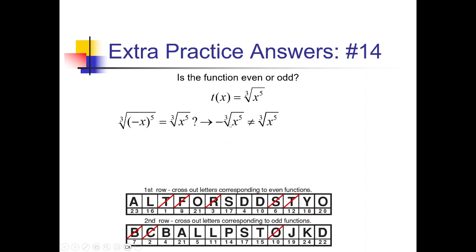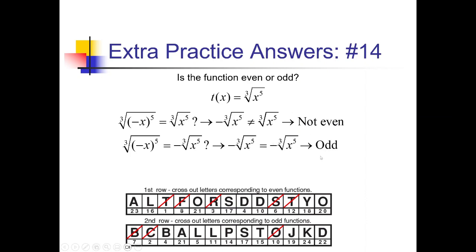Unfortunately, that doesn't match what we started with. So this is not even. However, let's do the odd test here and ask if I plug in negative x, does that give me negative what I started with? And it does. We did all that analysis up here already, right? So we have negative cube root of x to the fifth equals negative cube root of x to the fifth. So this does come out odd then, which means I'll cross off the letter above 14 in my bottom row, which is p right here.